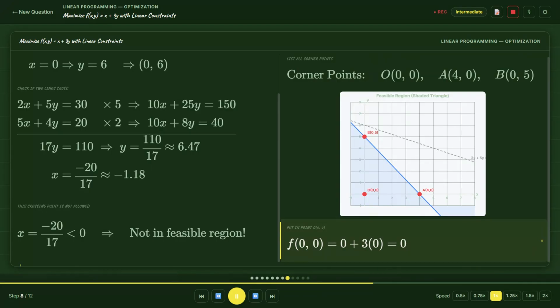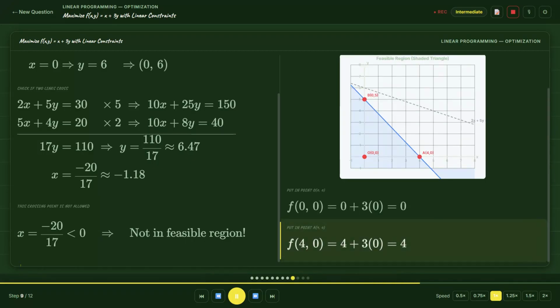Now let's put each corner point into our goal, x plus 3y, and see which gives the biggest number. At 0, 0, we get 0 plus 0, which is just 0. At the point 4, 0, we get 4 plus 3 times 0, which is 4. That's bigger than 0, but let's check the last corner too.